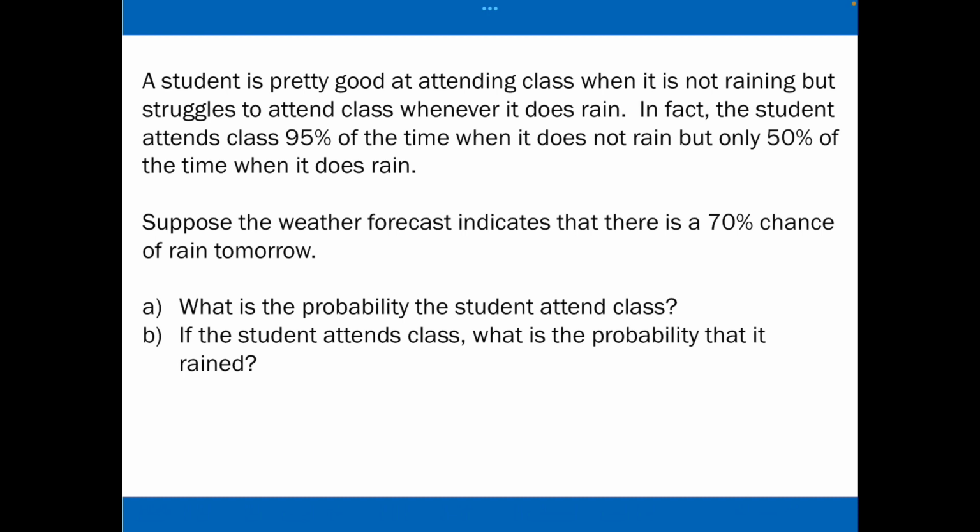What's the probability the student attends class? And if the student attends class, what's the probability that it rained? So I want you to go through these two questions. Try to do them the same way we did the dice problem.